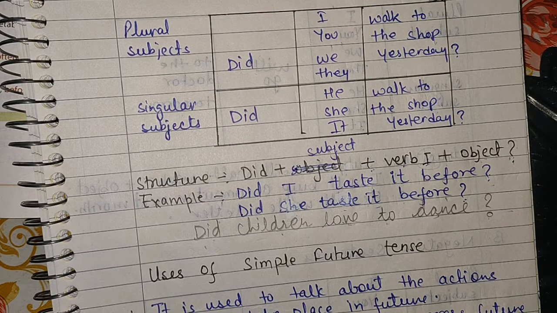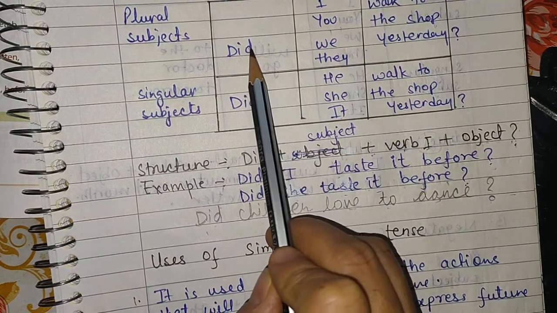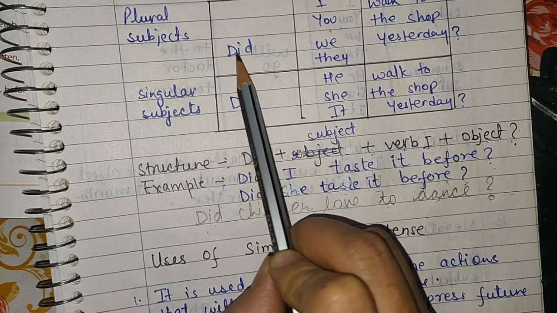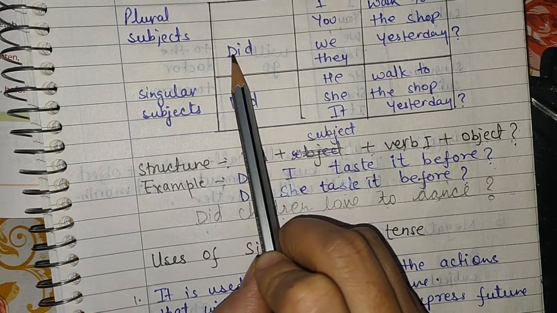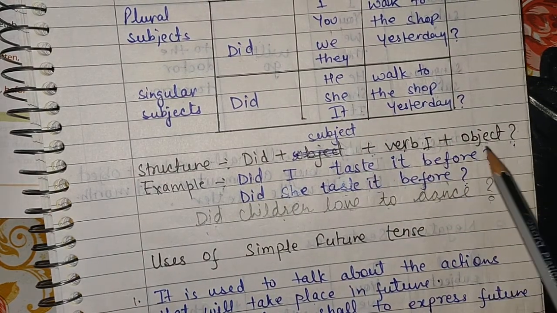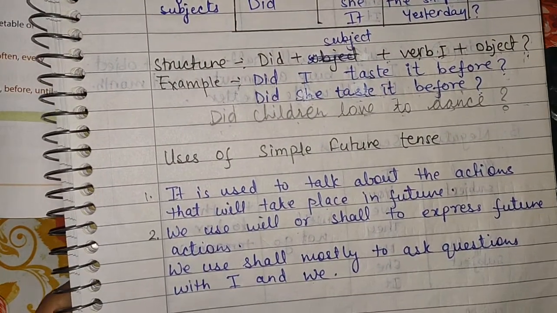Okay, what you have to do, I will not make as I have done in the previous tense. I have given the rough work of how we changed the negative into the interrogative sentence structure. Here I have just told you to change the position of the subject and the helping verb. Did will come in the first place, then subject, then verb 1, then object, and the question mark. Now let's see the uses of simple future tense.